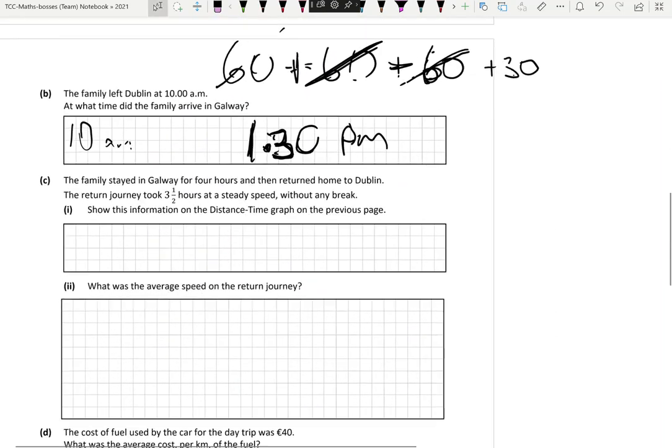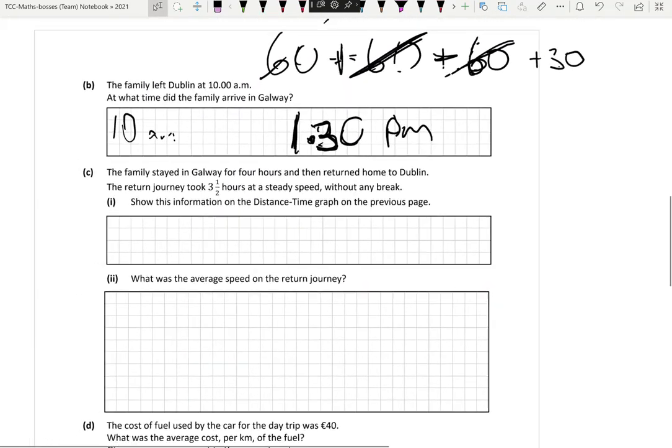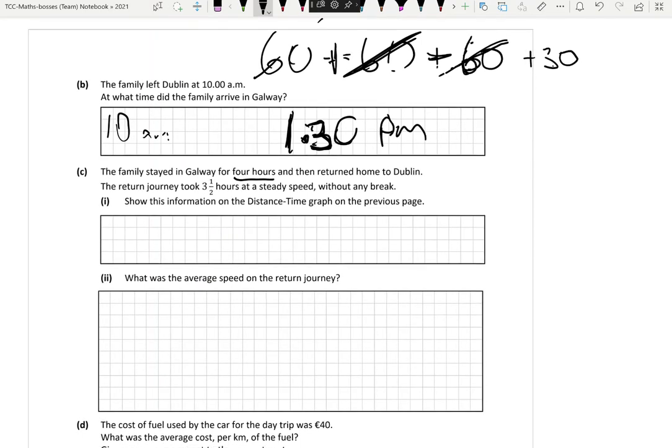So the family then stayed in Galway for 4 hours. So this is new information we're building into our model. And then returned home to Dublin with a return journey of 3.5 hours at a steady speed without any break. So I think I fully understand that. Show this information on a distance time graph on the previous page.